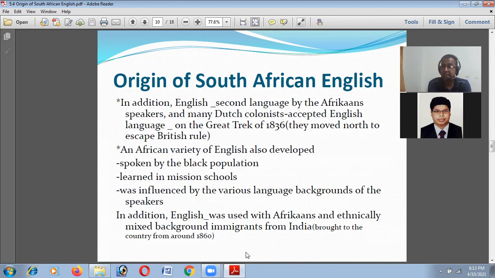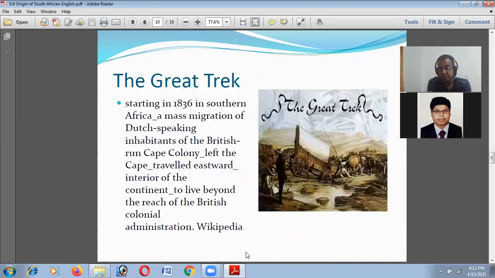On the Great Trek of 1836, they moved north to escape British rule. This is the Great Trek, starting in 1836 in Southern Africa: a mass migration of Dutch-speaking inhabitants of the British-run Cape Colony, who left the Cape and traveled eastward into the interior of the continent to live beyond the reach of British colonial administration.